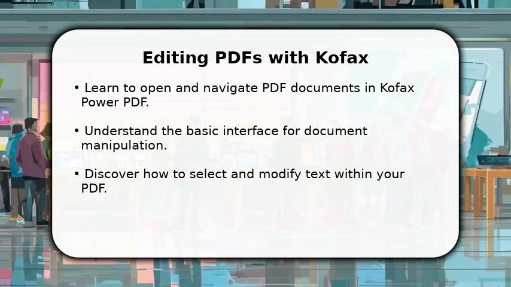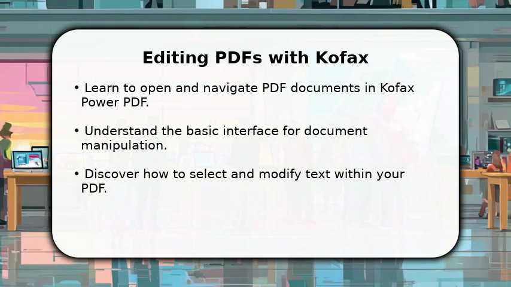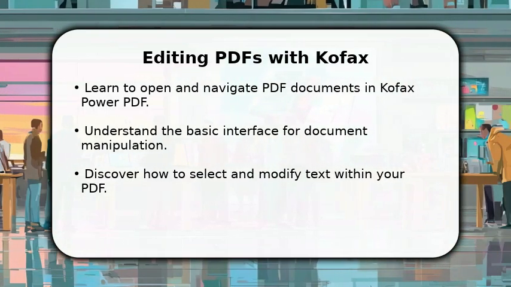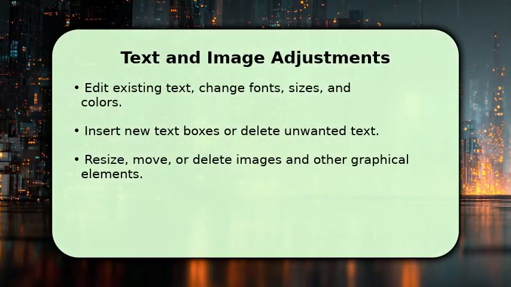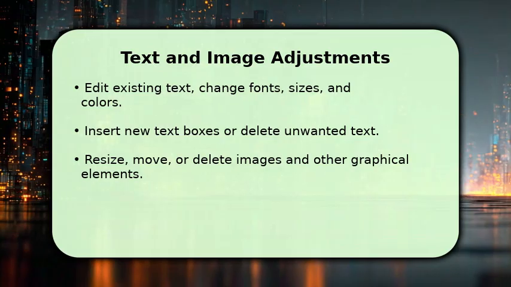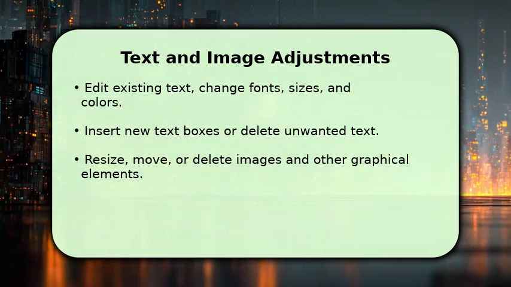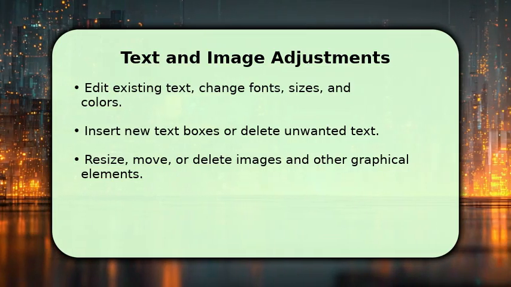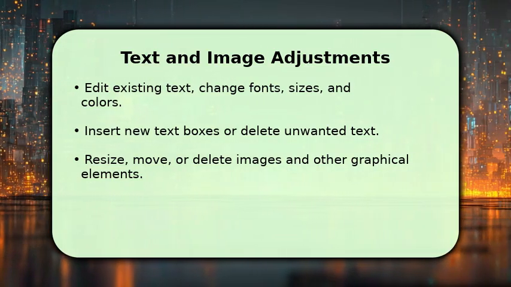This initial step is crucial for making quick adjustments to your document's content, allowing you to correct errors or update information efficiently. Now, let's dive into modifying text and images. With the Edit Text tool active, you can click directly on any text block to change its content, font style, size, or color. To add new text, simply select the Typewriter tool.